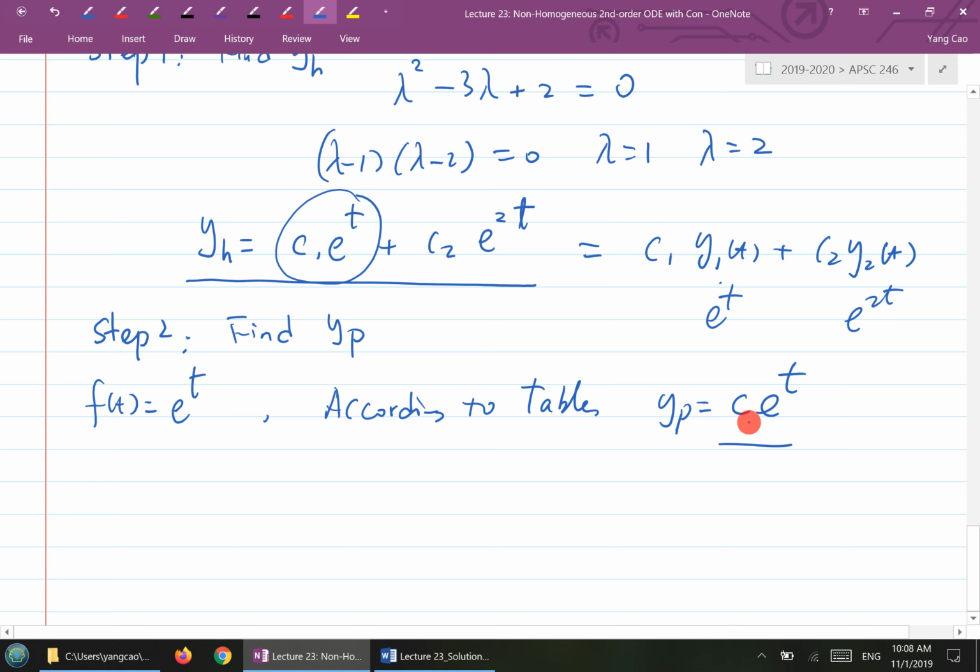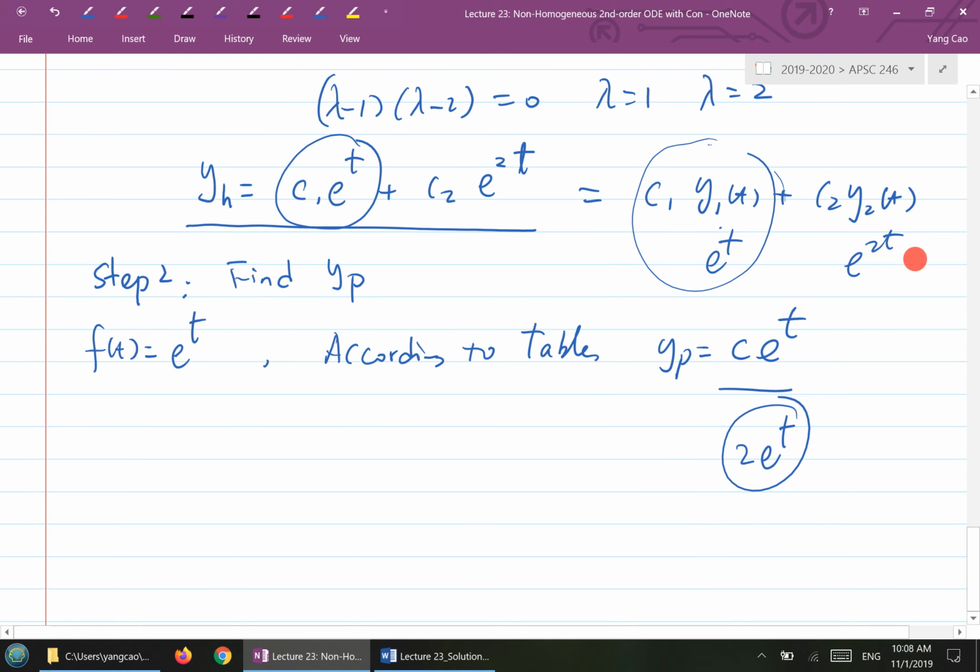But now, according to the table, you pick your yp as c e to the power of t, and that is exactly this term. So, assuming you can find a c value, let's say maybe 2, this term will basically be included in this term here. So that's nothing particular at all. So you want this yp to be different from here. It cannot be included in the yh. So what do we do then? In this case, you have to apply the modification rule now.